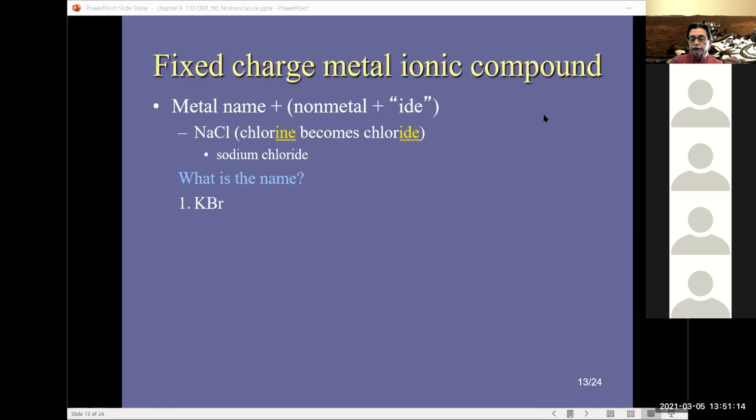For example, we got K and Br. K is simply potassium. Br is bromine. However, because it's bonded to potassium, notice the metal is written first, followed by the non-metal. Then this bromine is bromide. So this is potassium bromide. Okay.